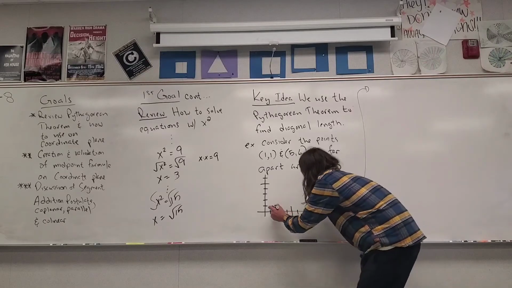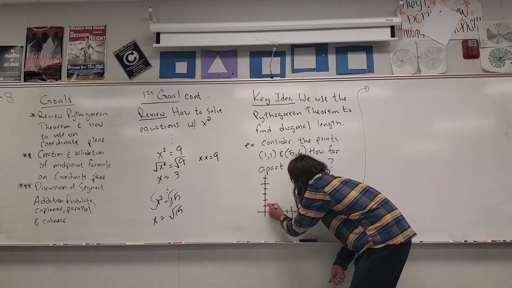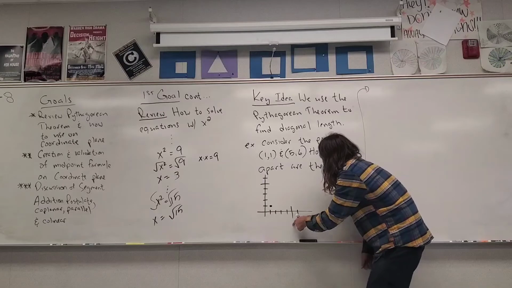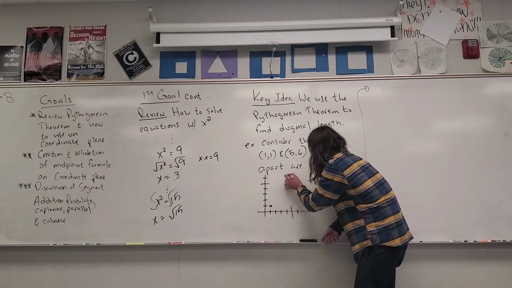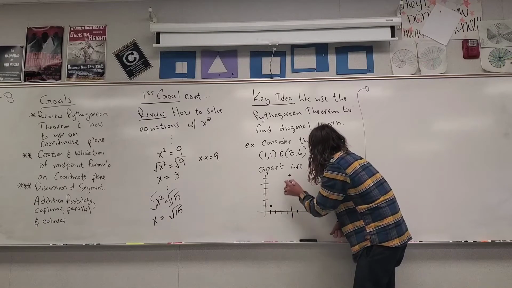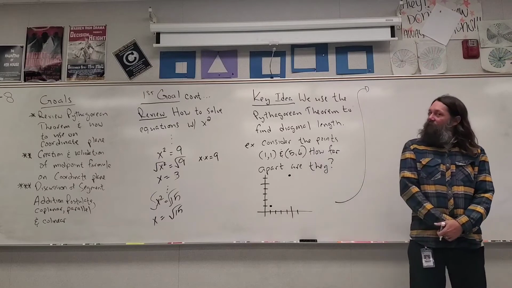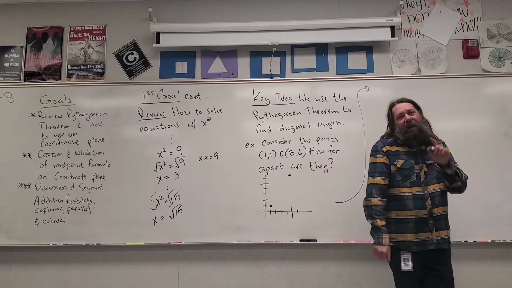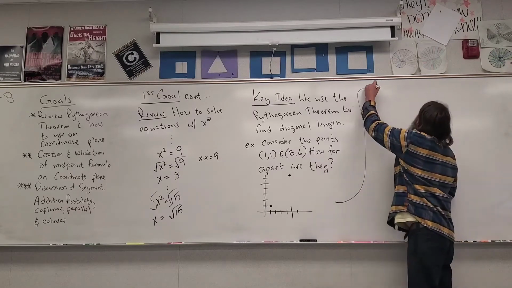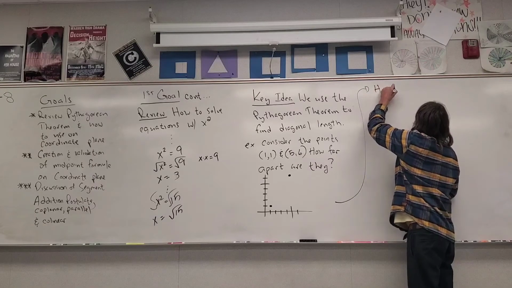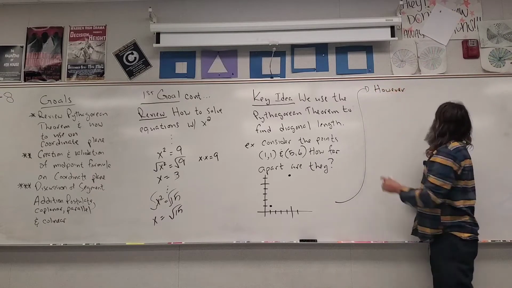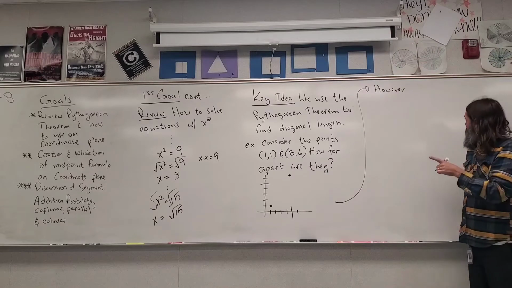Well, (1, 1) would be right here. Excuse me. And (5, 6) would be right here. I do not know how to count diagonally, so I can't do that. However, we can make a right triangle out of this situation.